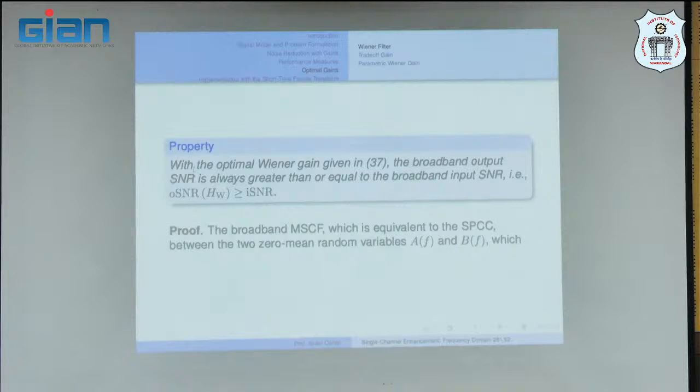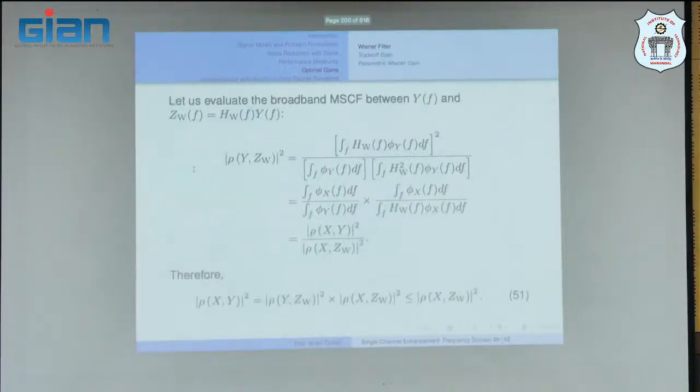And then I can ask you, what will happen with the broadband output SNR? So it can be shown that the broadband output SNR is always larger than or at least equal to the input SNR. So the Wiener gain, just like we know in the time domain, always gives us at least 0 gain in broadband SNR. And there is a proof for that. Okay? I will not go into the details, but here is the proof.